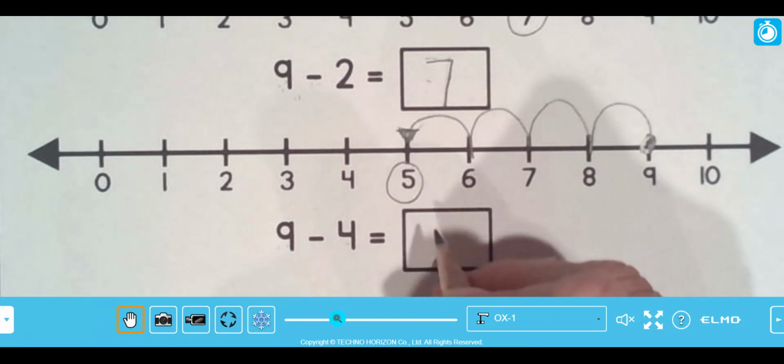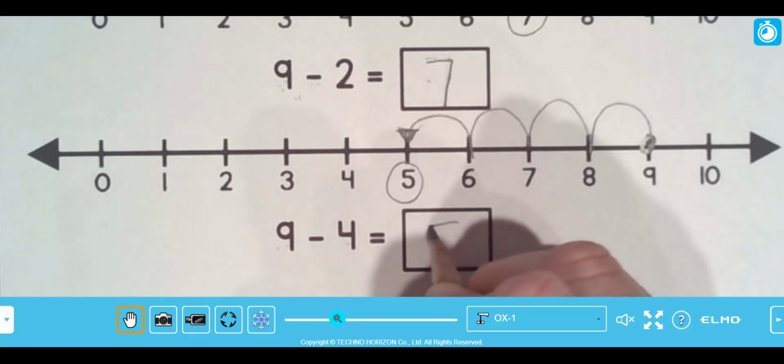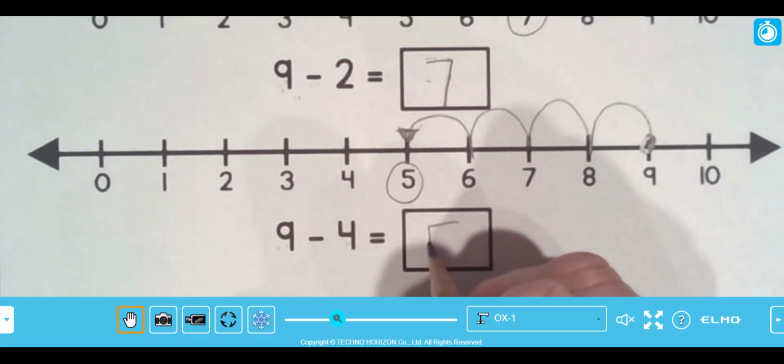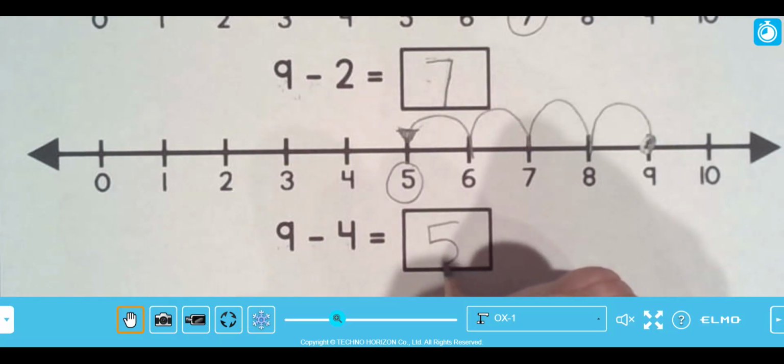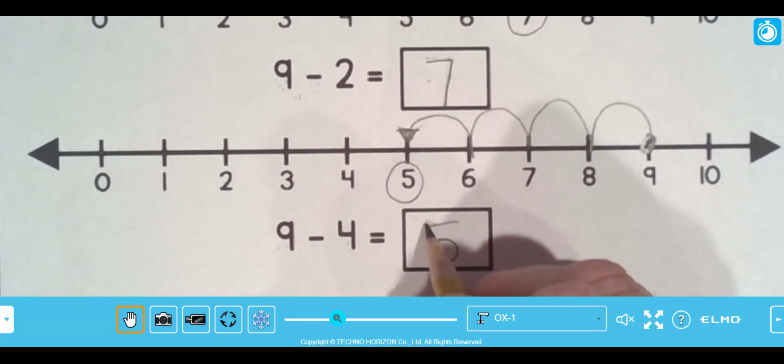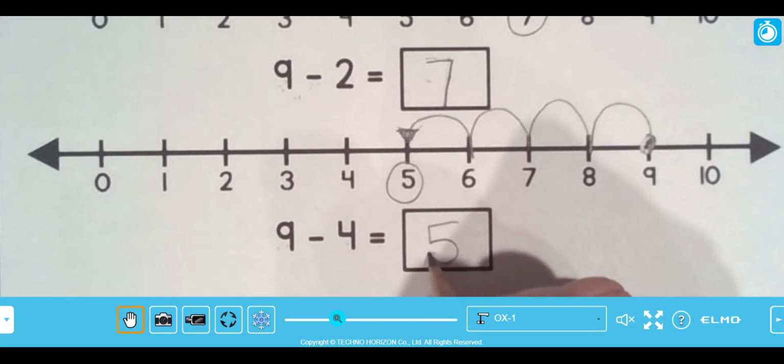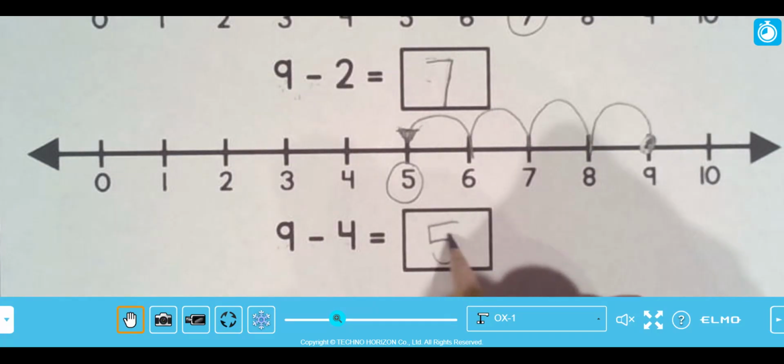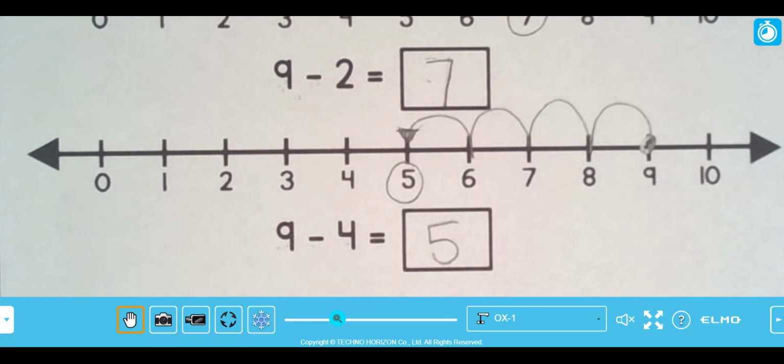So look at how I do the 5. I go straight across, straight down, turn and around. Go ahead and try that 5.